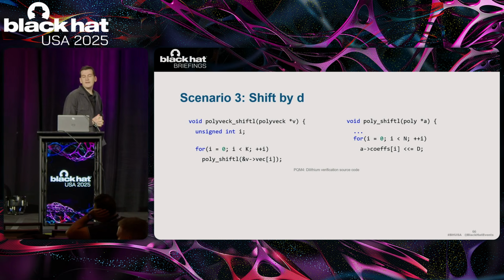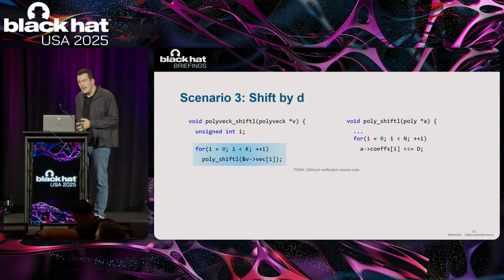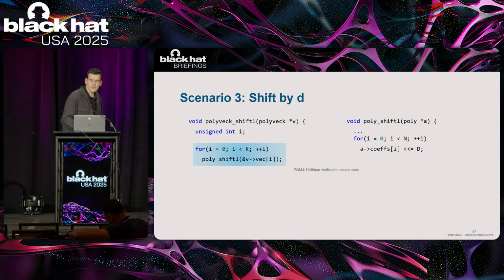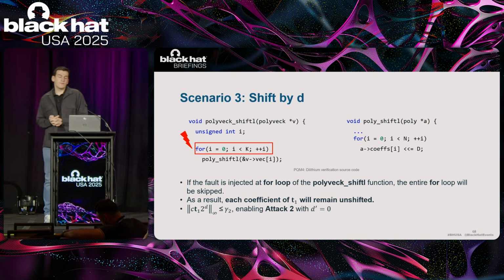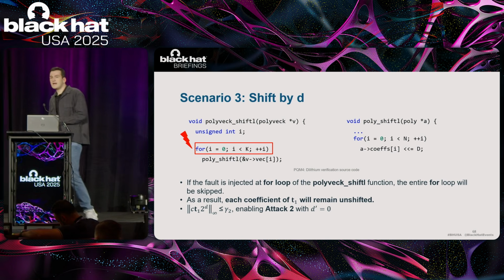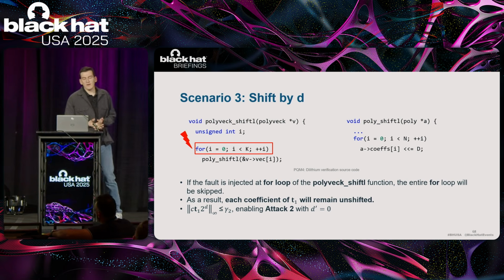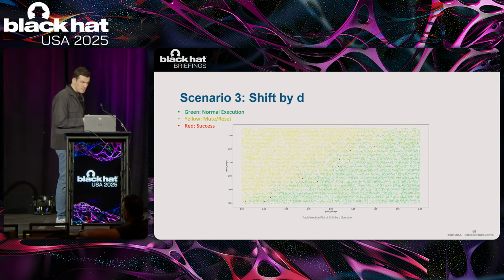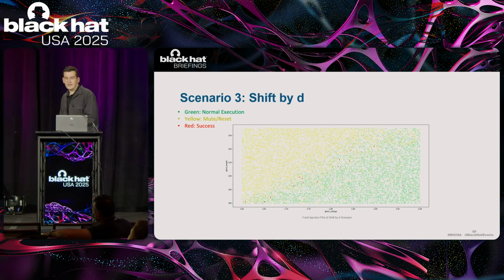For the shift by d, the verification function calls the polyvec shiftl function to shift the values of t1. In the for loop, it calls the poly shiftl function, and the poly shiftl function is actually shifting the values. So what we can do here is inject a fault at the for loop to skip this for loop completely. If we can do this, it will never call the poly shiftl function, so it will never shift these values. As a result, the value of c·t1·2^d will be smaller than gamma 2, which enables attack 2. And as you can see, we also successfully bypassed the Dilithium verification using this scenario.